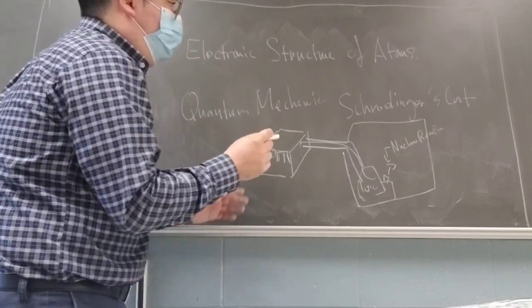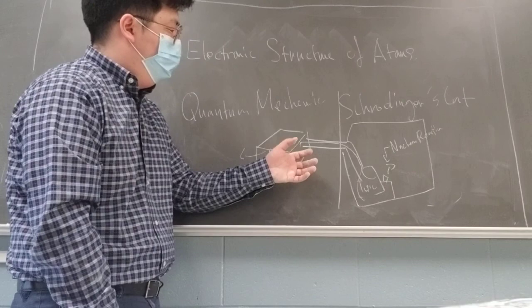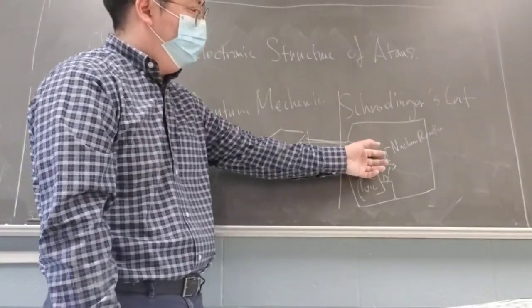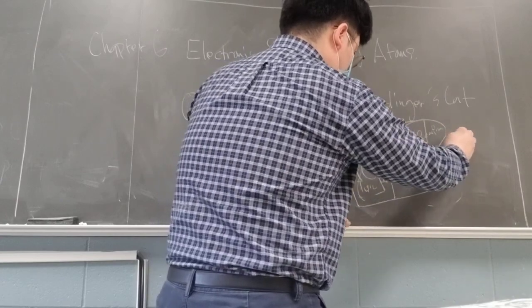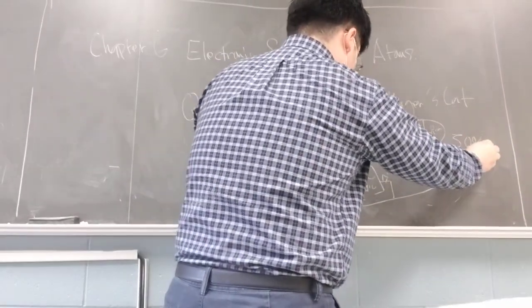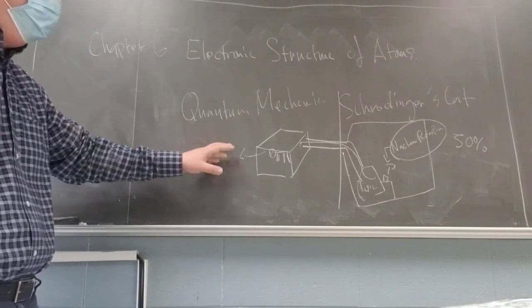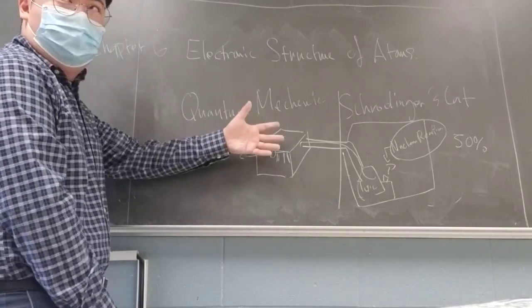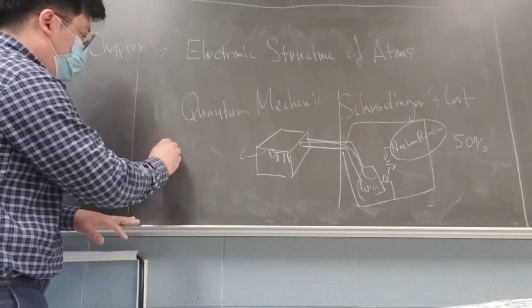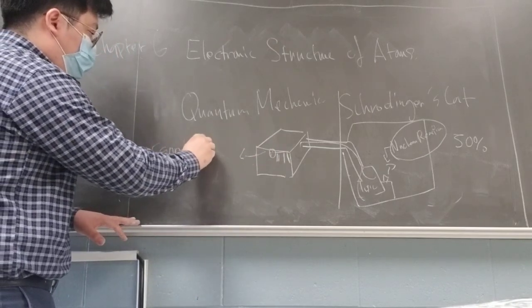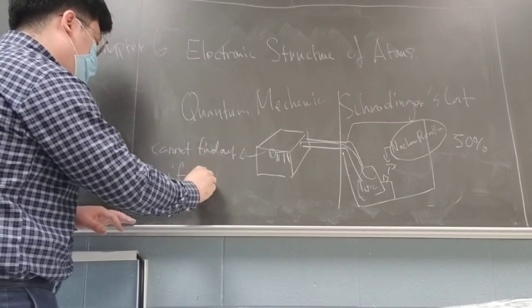So the key point here is this one. We separate this into one chamber and the next room, and this reaction may happen, but with a 50% chance. So if that happens, the point here is that before you open this chamber, you cannot find out if the cat is alive or dead.